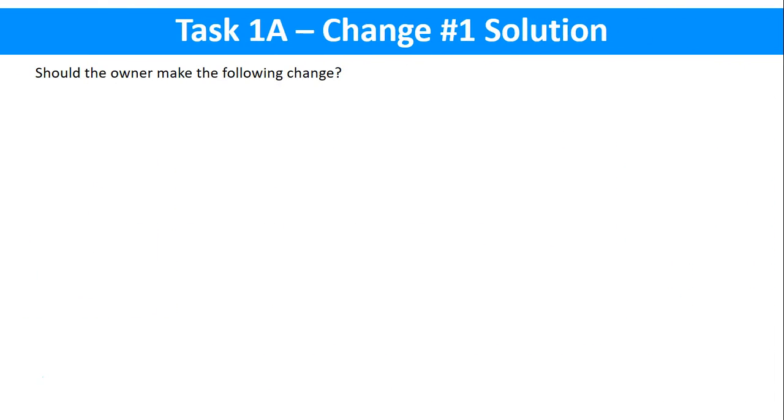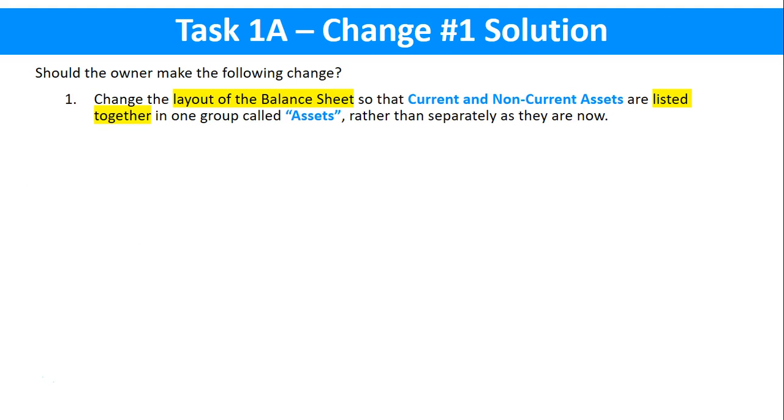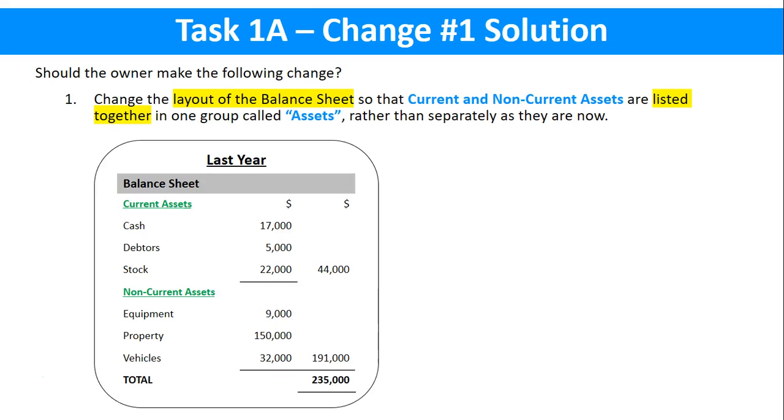Task 1A, change one solution. So should the owner make the following change? She has decided to change the layout of the balance sheet so the current and non-current assets are listed together in one group called assets rather than separately as they are now.